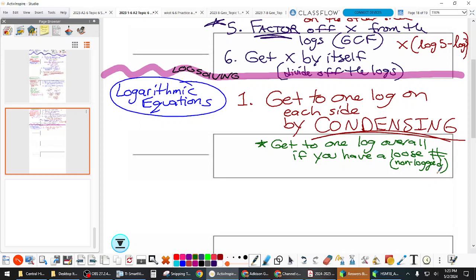Let's just write an example. Not a whole problem worked out, but some little illustrations of what each note means. I'm just making up something. If you have something like this, you want to get those logs together on one side and leave the five on the other. Over here, if all you have is logs, let's make up something completely different so you don't confuse it for a continuation of that one.